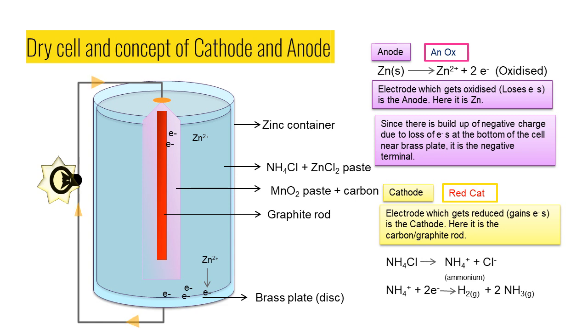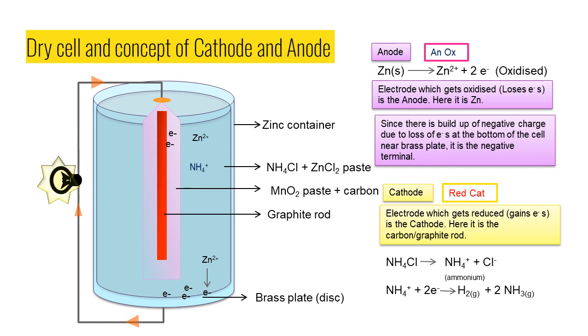The electrode which gets oxidized, means loses electrons, is the anode. Here it is zinc. So you can remember anode as an ox. Here A for anode and O for oxidation. So anode is where oxidation happens.